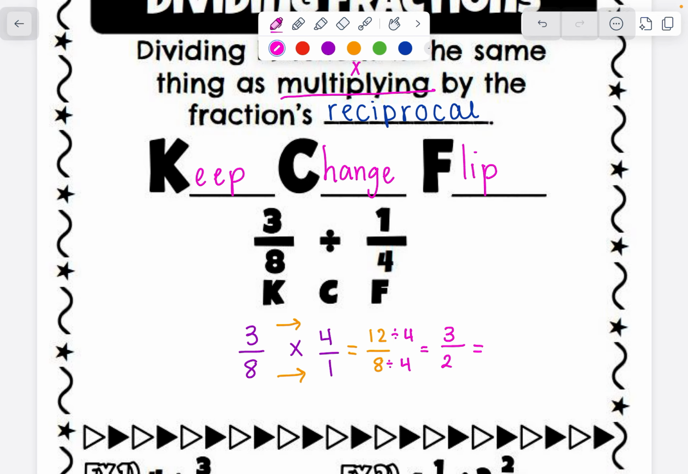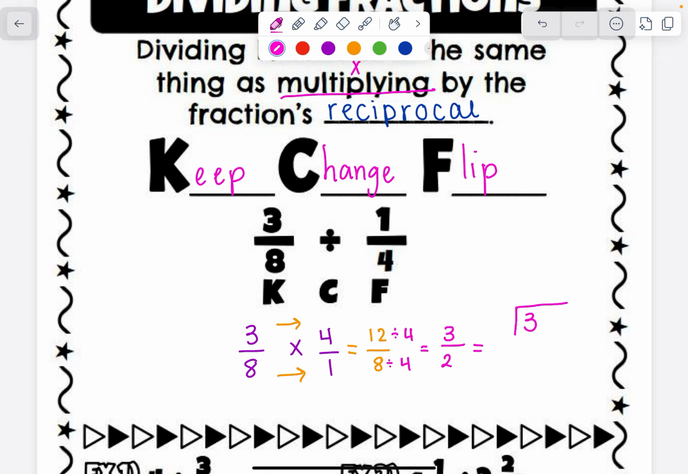I'm not done yet because I have to do top in, bottom out to convert it into a mixed number. Remember, I don't want improper fractions. I need to make it a mixed number. So I'm going to go top in, bottom out. 2 can go into 3 one time. 1 times 2 is 2. I'm going to subtract 3 minus 2 to get 1.